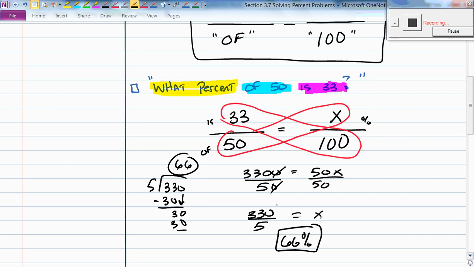Now, Marcos brought up a great point. He says, well, if you just multiply 50 by 2 to get to 100, can't you just multiply 33 by 2 to get your answer? And is that right? He is absolutely right. So the answer was 66. In this case, that works out great for you. Nice job. I'm glad you saw that.